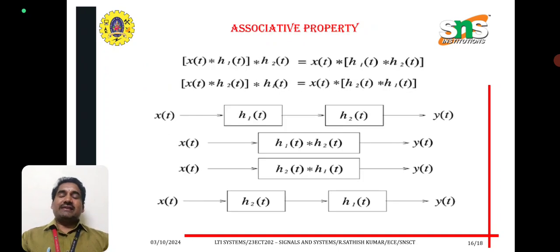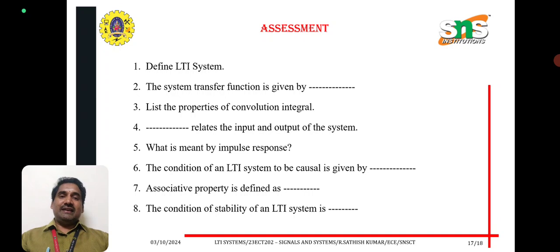Associative property: x of t convolved with h1 of t, again convolved with h2 of t, is equal to x of t convolved with h1 of t convolved with h2 of t. Similarly, there may be an interchange. X of t through h1 of t, then h2 of t, produces the output y of t. X of t through h1 of t convolved with h2 of t also produces the output y of t. Now we can see the assessment.